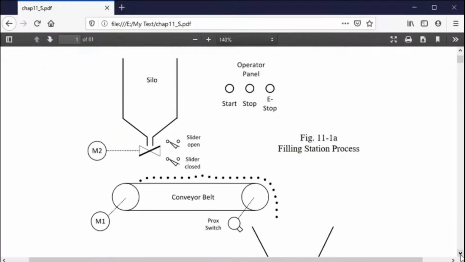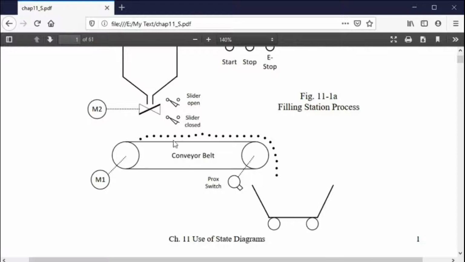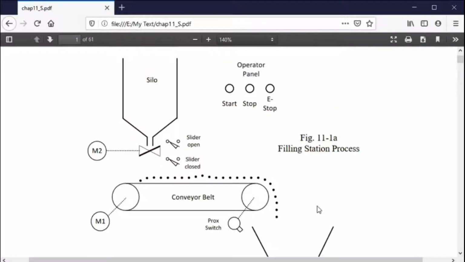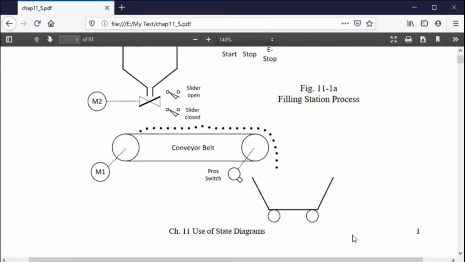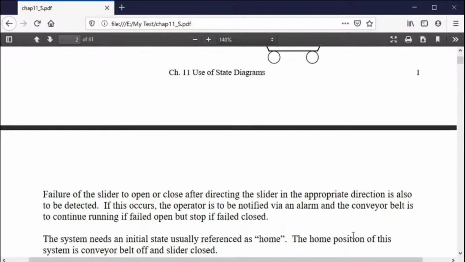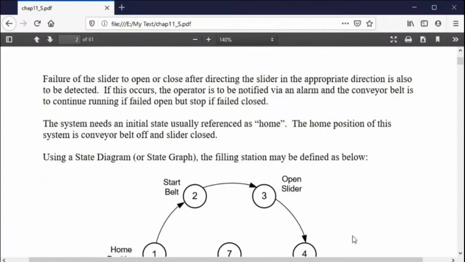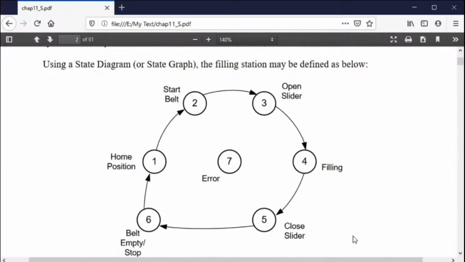This is a filling station, where they've got a cart, and you've got a conveyor belt, and you've got some material coming out of the silo, and you're going to fill this cart wagon. But again, you don't have to use a state diagram for this unless you want to. This is a check of how you could do it: you could start at home, then start the belt, then open the slider, then start the filling, and close the slider, and then stop. So you can do all that if you want to, and if you want to picture a state diagram for that, go for it. It's not what I would do.